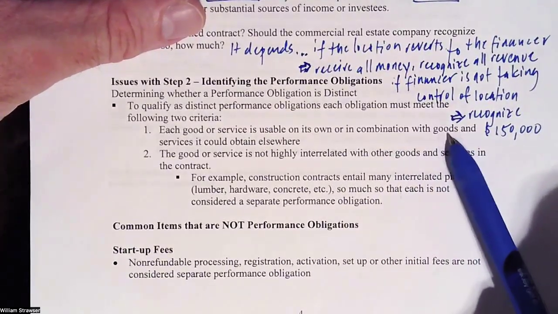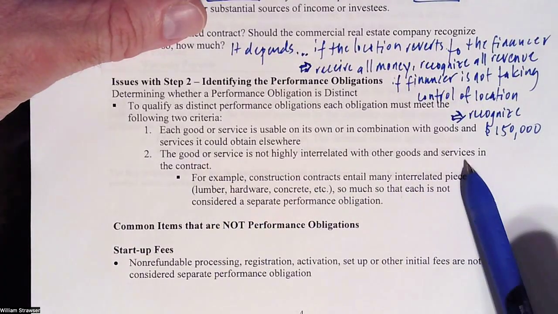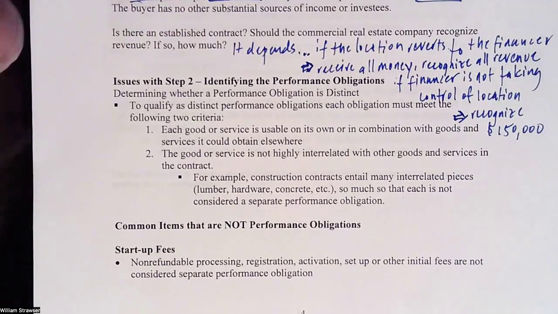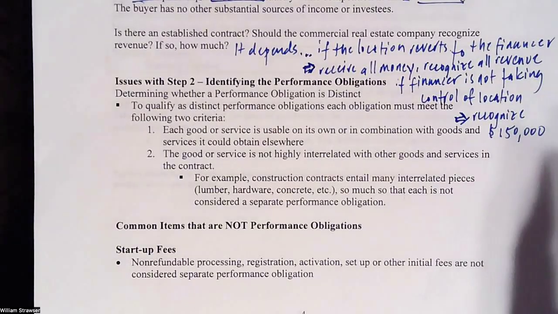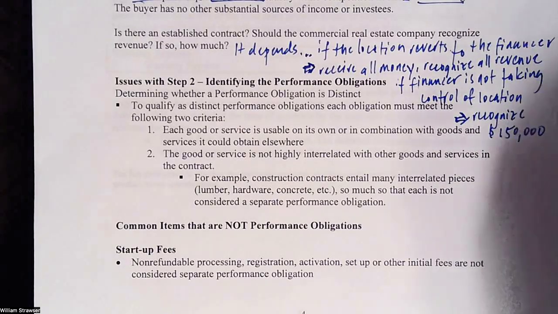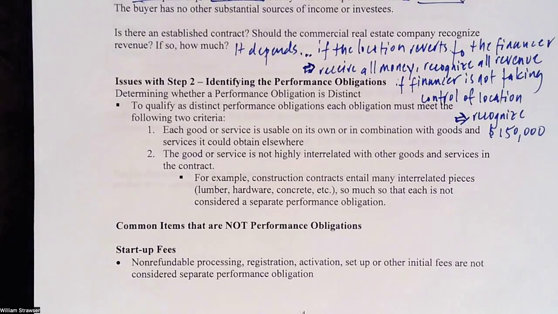These goods are usable elsewhere and separately. The second criteria: the good or service is not highly interrelated with other goods or services in the contract. So, for example, construction contracts, there's a lot of little issues, a lot of little steps, a lot of little pieces that go into construction. You got lumber, hardware, concrete, labor, permits, all that, right? But the whole purpose of the lumber, the nails, the concrete, the permits is to build a structure. That's highly interrelated. So when we're under a construction contract, we're not worried about the hardware being a separate performance obligation from the lumber, from the permits, from the concrete. This is all just going into one thing, a house.